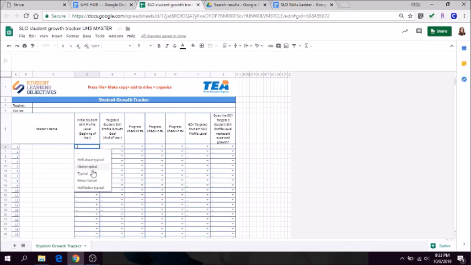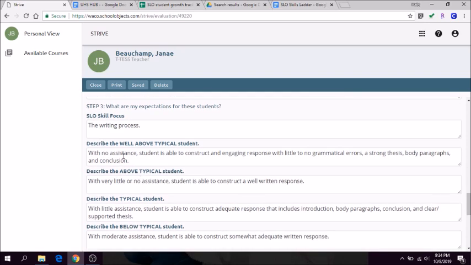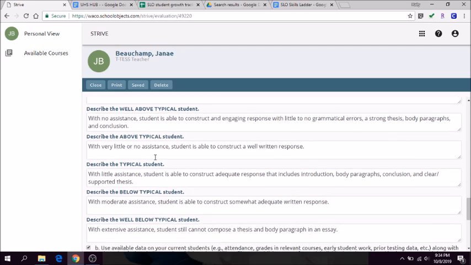What this looks like on here is you may have a kid that is typical at the beginning of the year, and then you want them to be typical, or shoot for the moon, well above typical, whatever you choose, at the end of the year. And that would be appropriate growth, because it would be appropriate growth for a grade level over time. So going back to Strive, in step 3, she has gone in and written the descriptors for well above, typical, below typical, and well below typical.